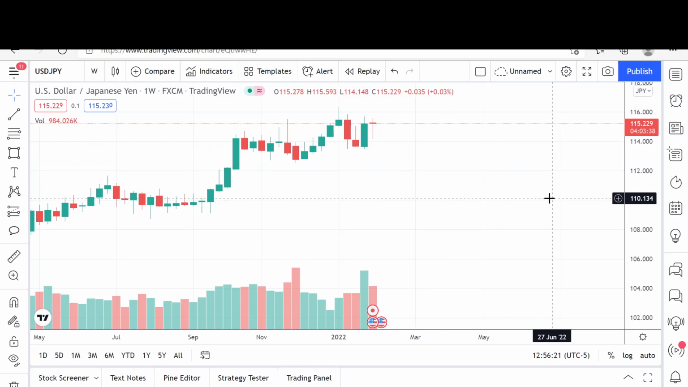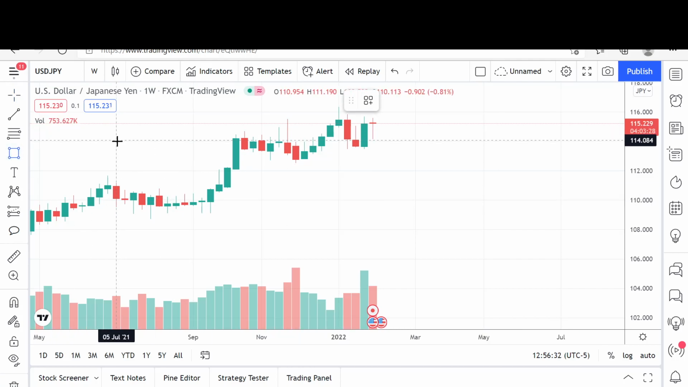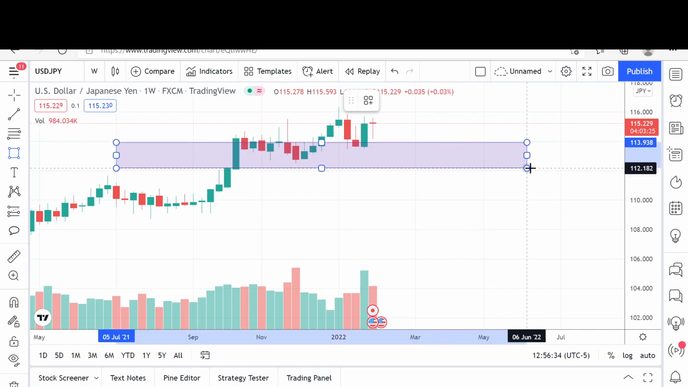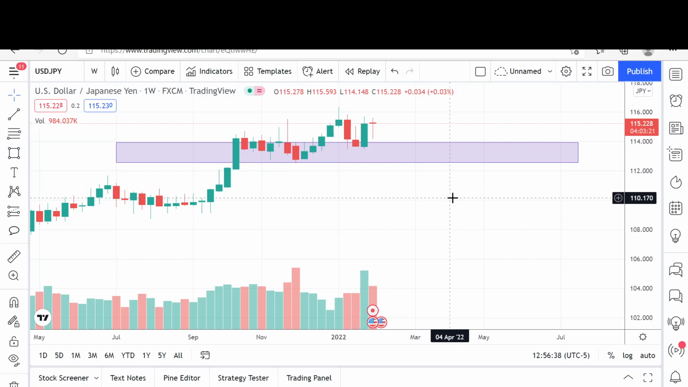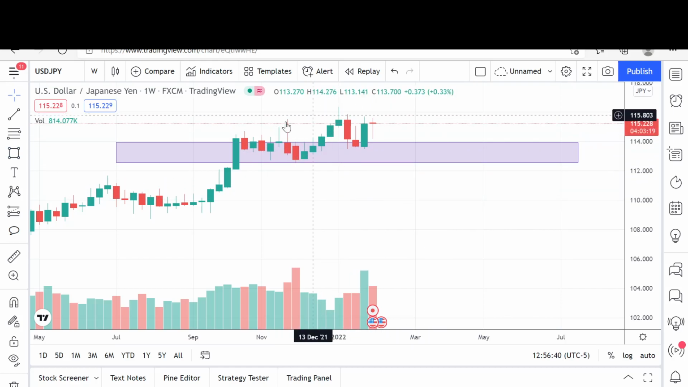All right, here's another example on USD JPY. I actually called this on Twitter before the move happened. There's a bullish order block on your weekly chart. Last bearish candle prior to the breaking structure. See how it broke this swing high right here?